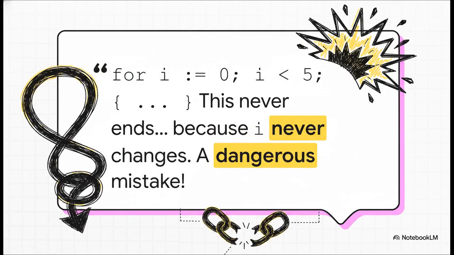Take a close look at this code snippet. See what's missing? The post statement, that little i++, is gone. So since i is never changed, it's always going to be 0. That means the condition 0 less than 5 will always be true. And boom, you've just created an infinite loop that can freeze up or even crash your whole program.